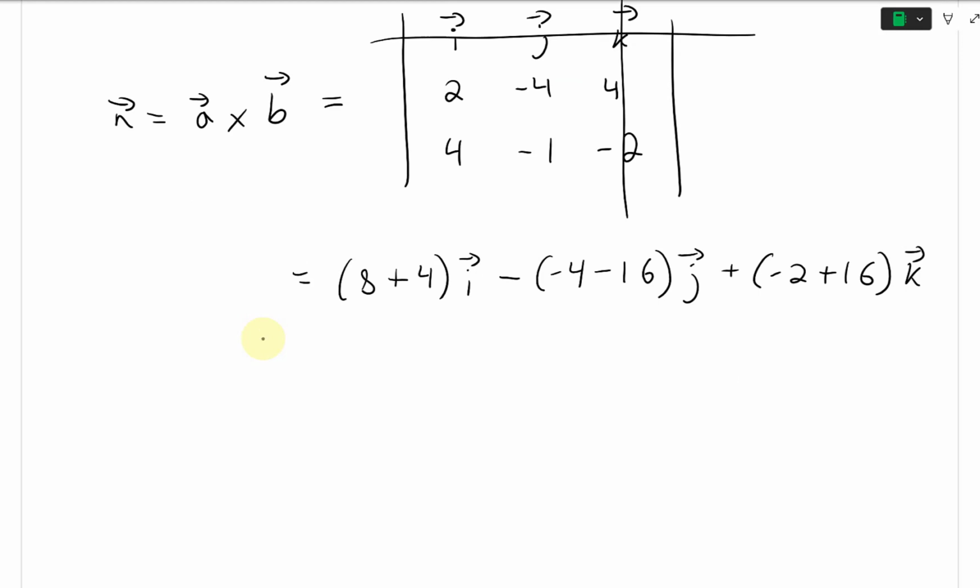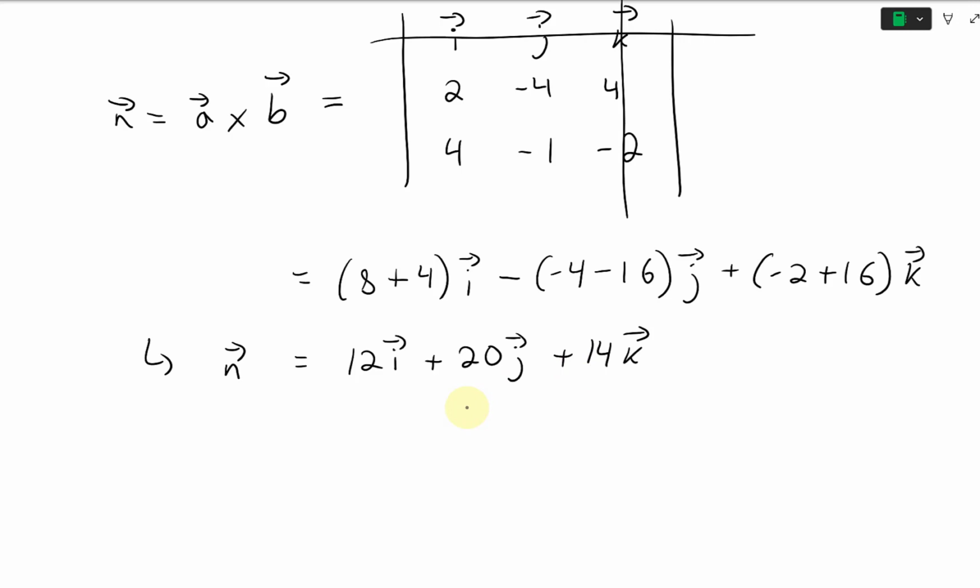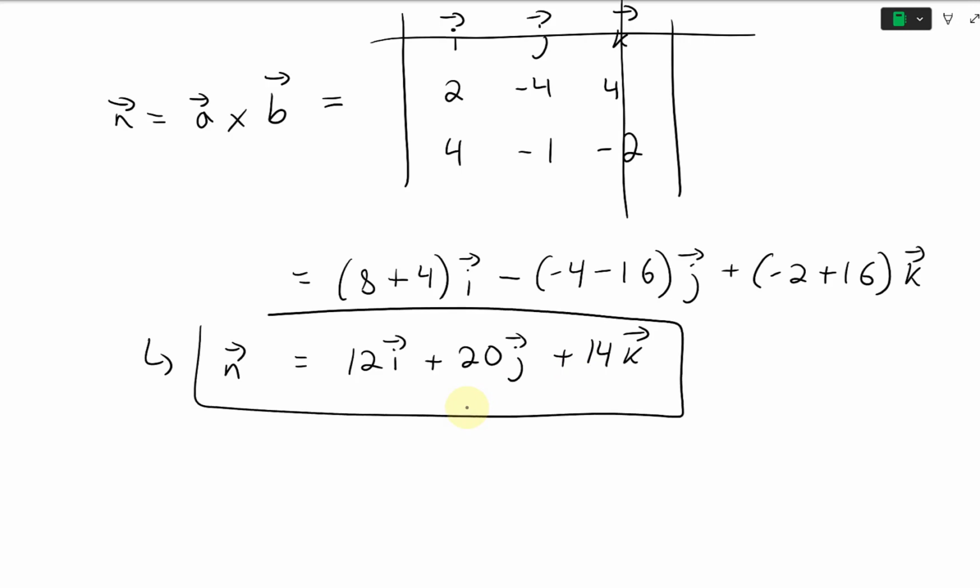All right, so now let's just add it all up. So 8 plus 4 is 12, 12i, and then minus, this becomes plus. This negative 4 minus 16 is negative 20, then the negatives become plus 20j, like that. And the next one's going to be plus, negative 2 plus 16, that's going to be plus 14k, like that. All right, so then this is the normal vector, and we can just box this whole thing out like that.